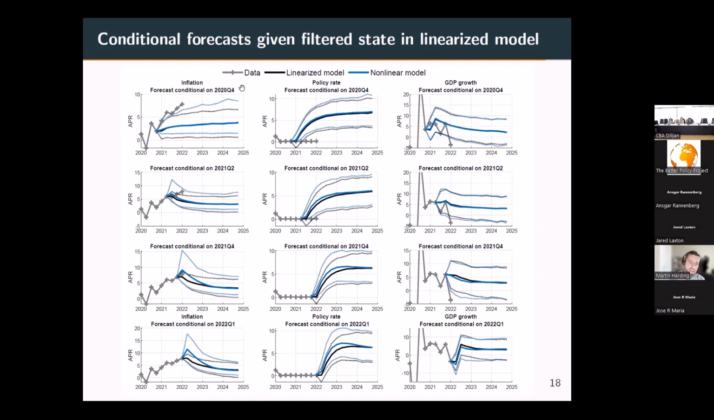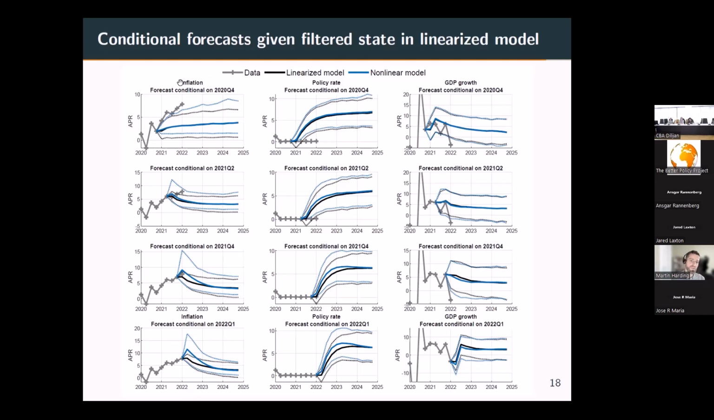In blue, we have the nonlinear model, and in black, we have the linearized model, and these dotted lines are 90% confidence bands. So I think this chart illustrates nicely how the model behaves when inflation is low, and how that changes when inflation starts increasing in terms of forecasting performance.